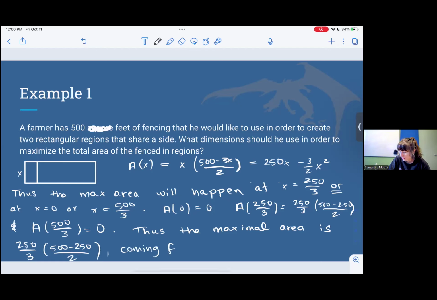Coming from a side length of x being 250 over 3. So if your farmer is trying to maximize his area, he's going to make each of these sides be 250 over 3 feet. And then you'll have the remaining 250 feet. You're going to divide that on each side. So you'll have 125 by 125, and then 250 over 3, 250 over 3, 250 over 3. That is how your farmer would maximize the area of his region. So yes, these are rather large, rather long problems.